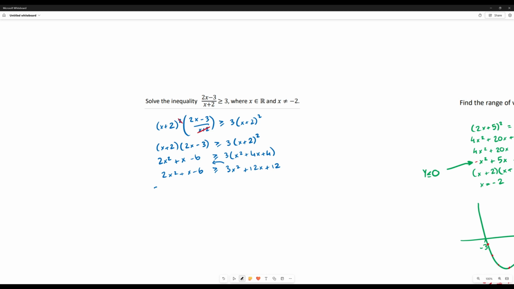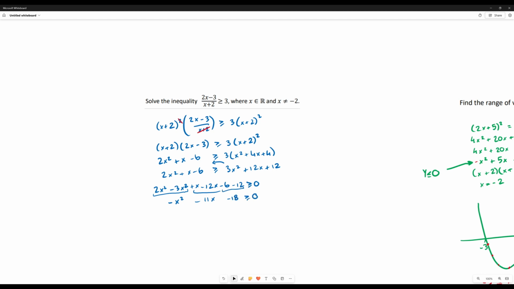Then you notice it would be 2x squared minus 3x squared. It would be this plus x on the left minus this 12x. And it would be this minus 6 minus 12. It's greater than or equal to 0. I didn't do this the first time, I'll change it up, because then we'll have minus x squared from these two. These two would have minus 11x. And these two would be minus 18.